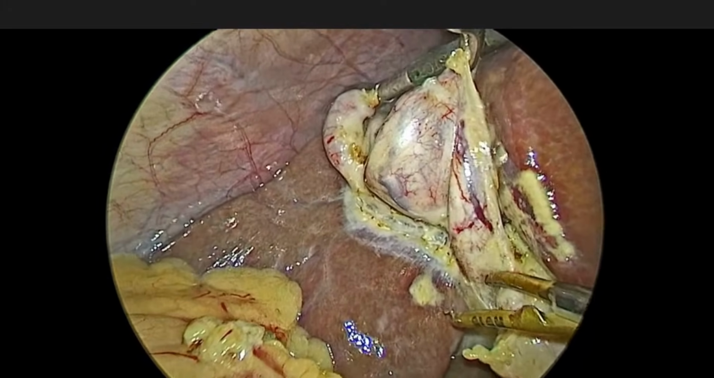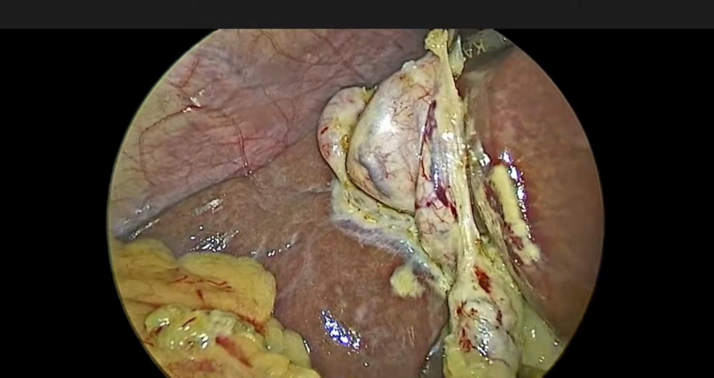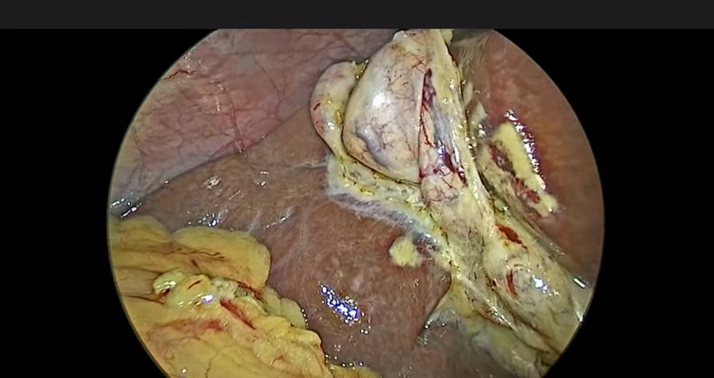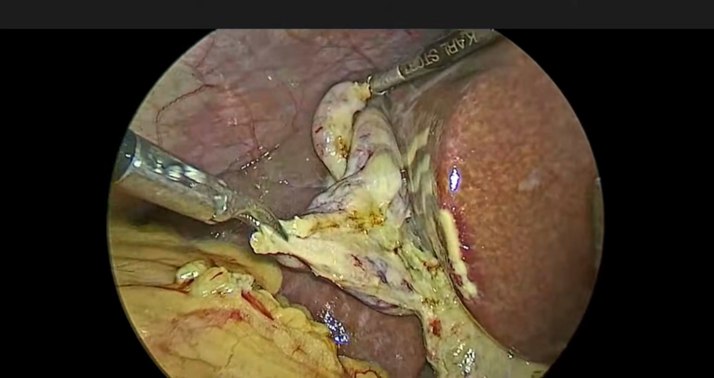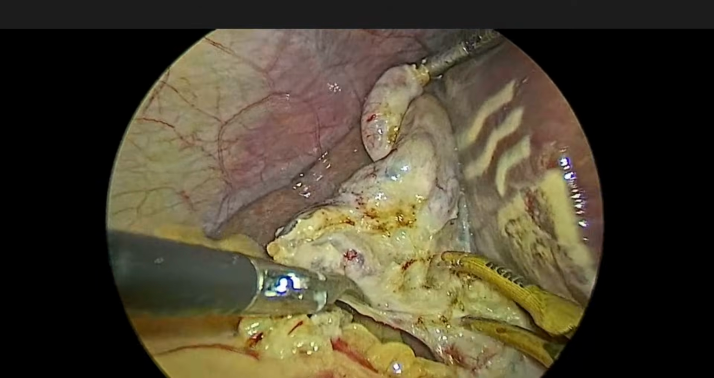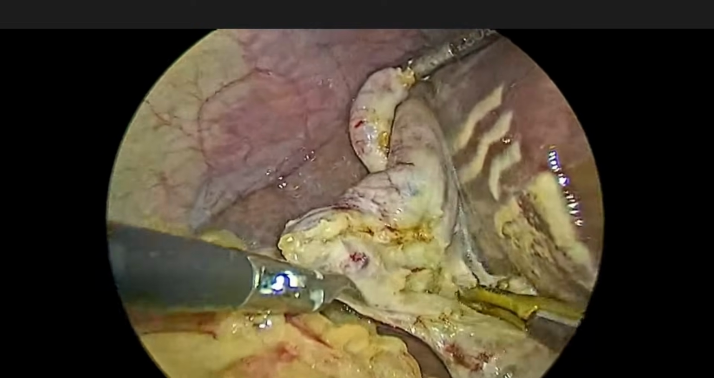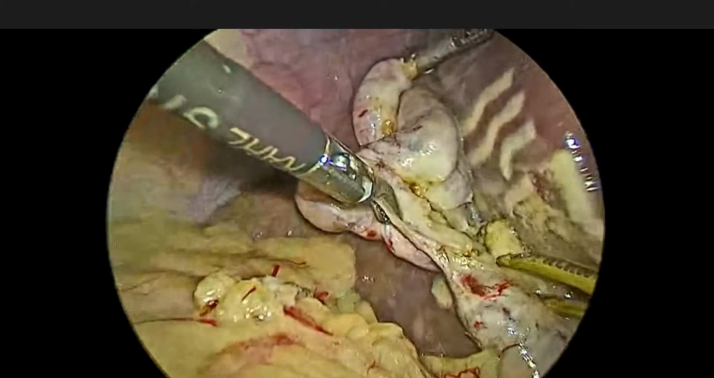But there seemed to be another part of the gallbladder medially, and the narrow part is here, so it is a dumbbell shaped gallbladder.